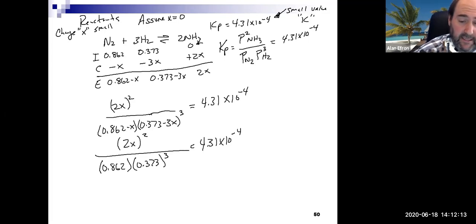So now we're going to solve this. So we're going to clean up the bottom there. So we're going to take 0.373. We're going to cube it. We're going to times it by 0.862. And that gives us 0.0447. And we're going to multiply that to the other side. So we're going to multiply that by 4.31. Make sure, again, you use your exponent button to the negative 4. And we're also going to obviously square the top there. So on the left-hand side, we will be left with 4x squared. And we'll end up with 0.00001928.